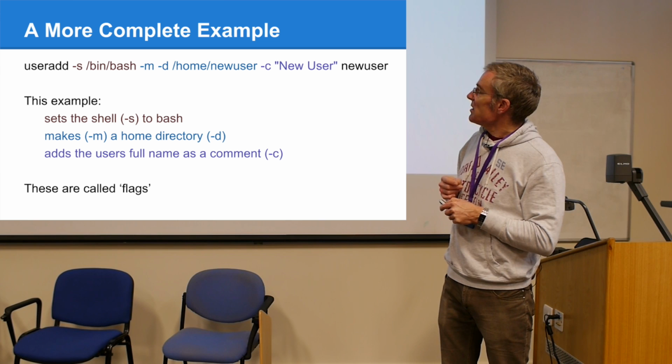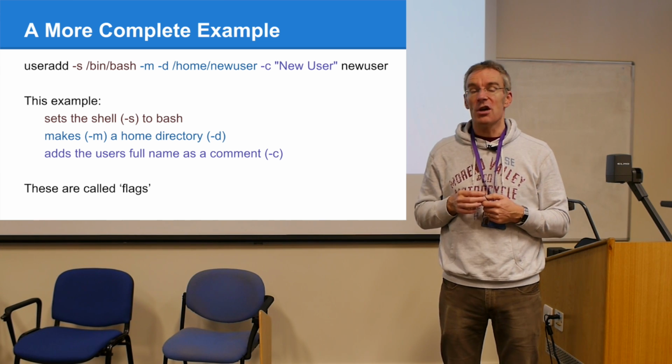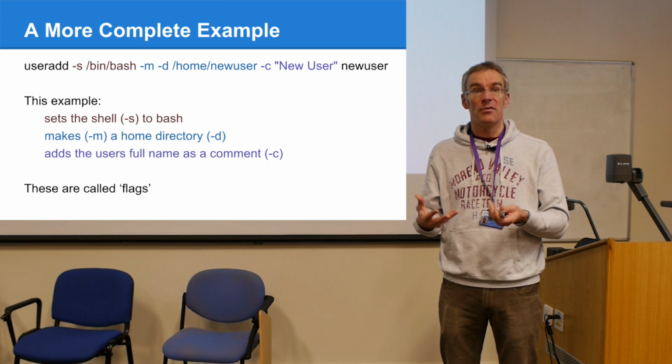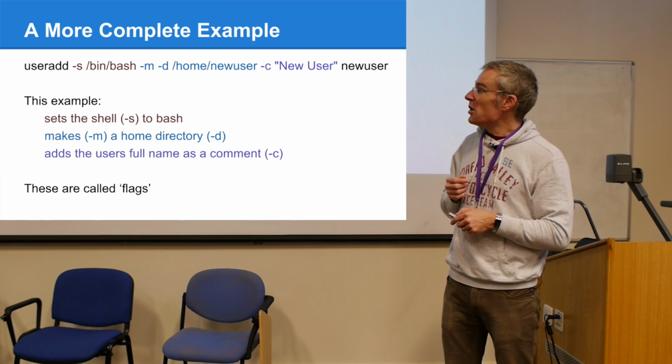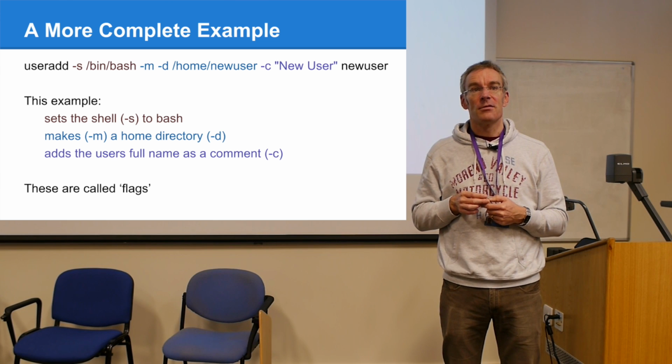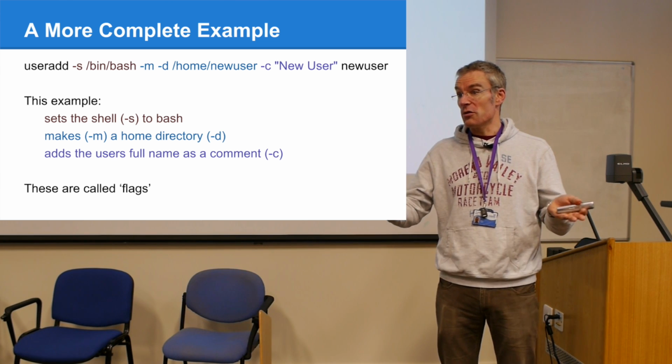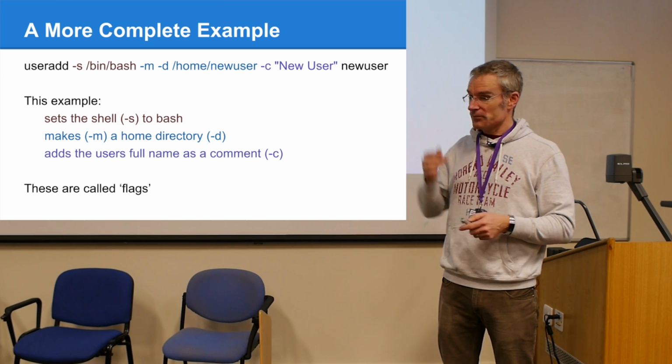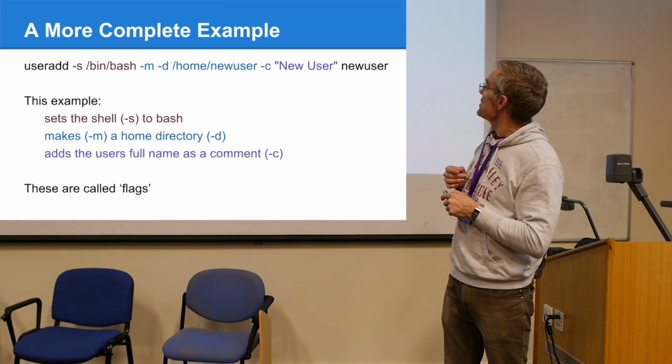The D says define the home directory. What's the home directory going to be? What folder is going to be the home for this user? Unless you want to create it yourself, you put the M flag in, which says make it. If it doesn't exist, create the folder. And the C is the comment.